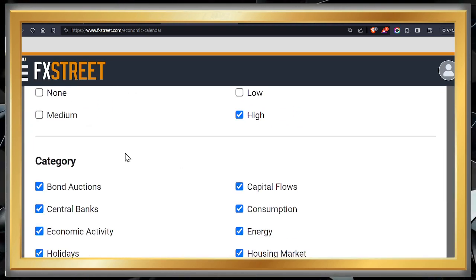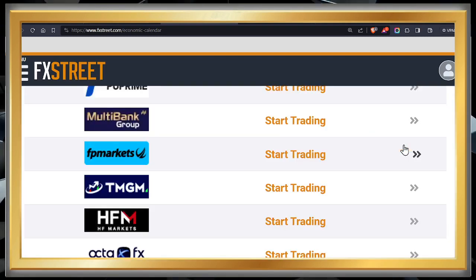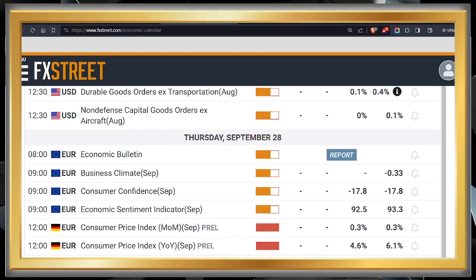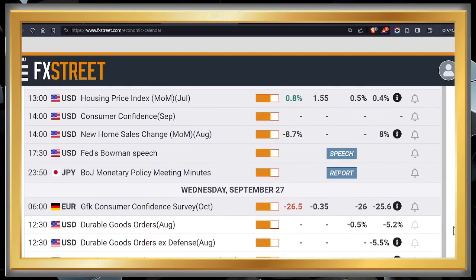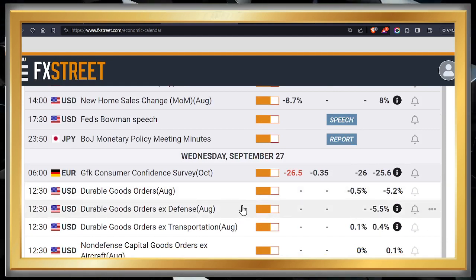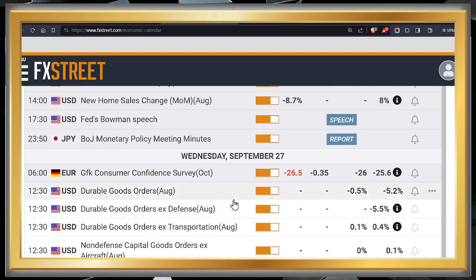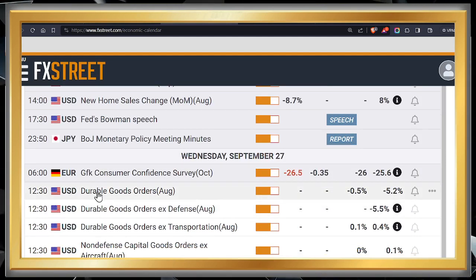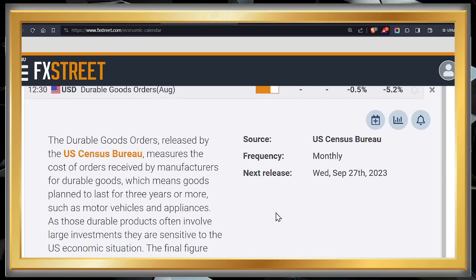So I tried to include the medium impact event, and that revealed that we have some economic features that could incite some sentiment in the market, which of course will be driving price action. Now, for today, Wednesday, September 27th, from the US economy, we have the durable goods order, which is coming up in about 2 hours from now, and everyone in the market will be looking forward to this event.